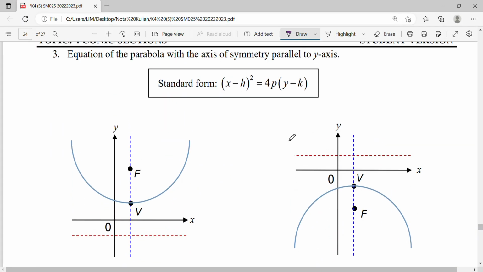Another type of equation for this parabola is the standard form x minus h squared equals 4p times y minus k. From here, it is the same thing, we observe our p. If p is positive, it will be concave upward. If p is negative, it will be concave downward. From the equation, we can read out the x coordinate and y coordinate. This x and y coordinate refers to our vertex. So our vertex here is (h, k).